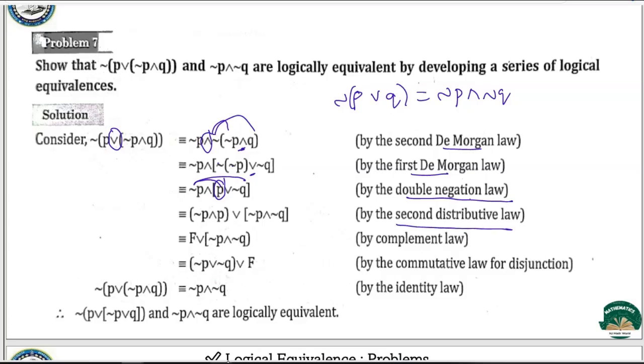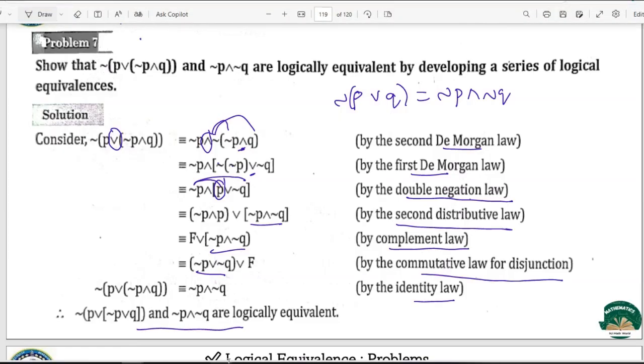Then negation p and p is f, that is the complement law, or this will be as it is, negation p and negation q. Now just reversing it, writing this in the beginning. Now negation p and negation q or f is by the commutative law for disjunction, therefore we can write it as negation p and negation q by the identity law. Therefore they both are logically equivalent.